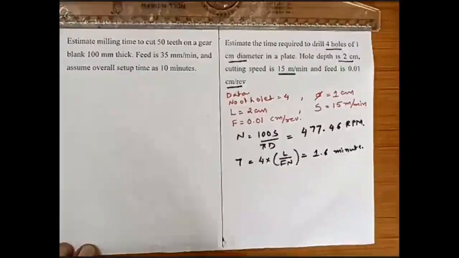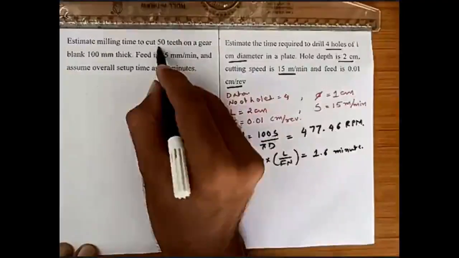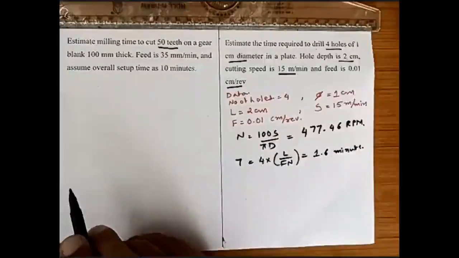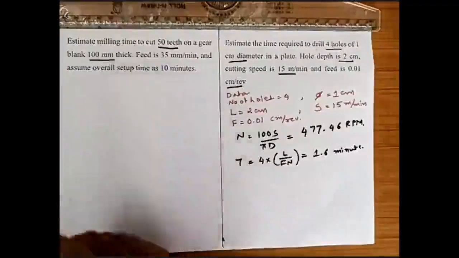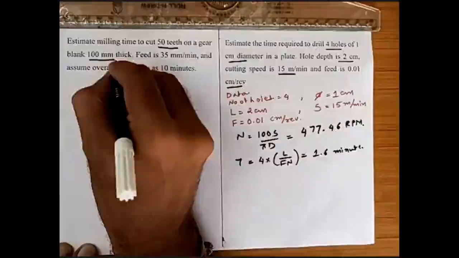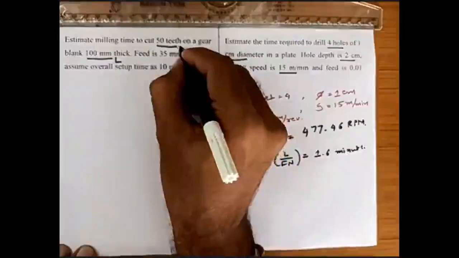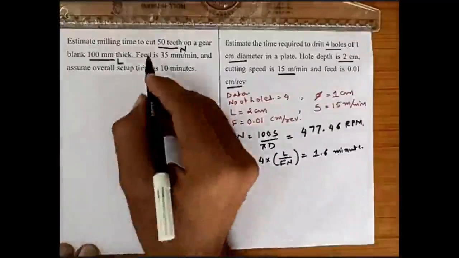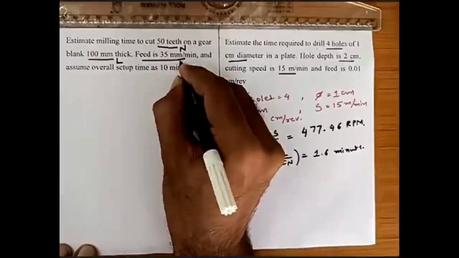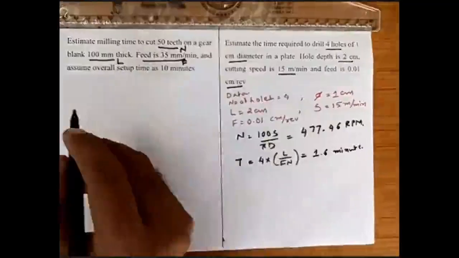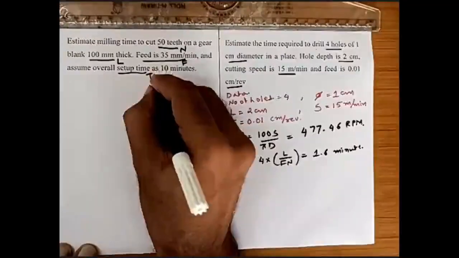Estimate the milling time to cut 50 teeth. The number of teeth we produce is 50. The gear blank thickness is 100 mm. So 100 mm thickness we call L, and the number of teeth N. The feed is 35 mm per minute. This is feed F, and assume overall setup time. Setup time we call TS.